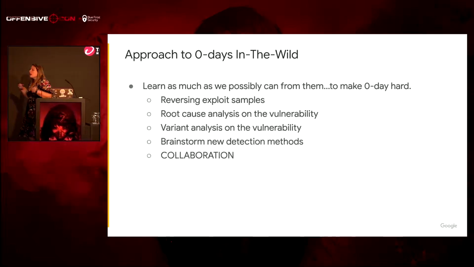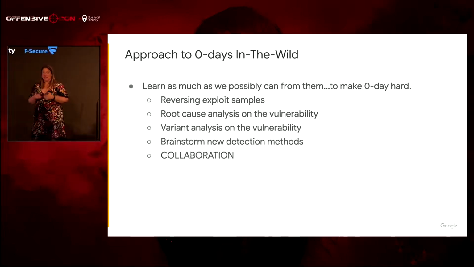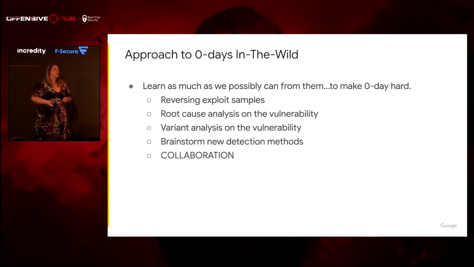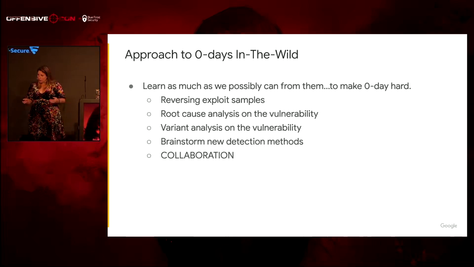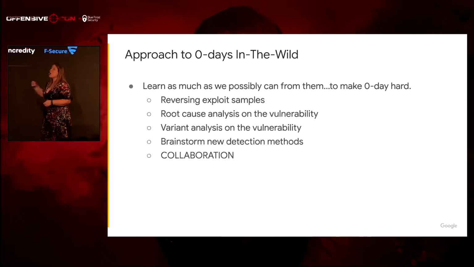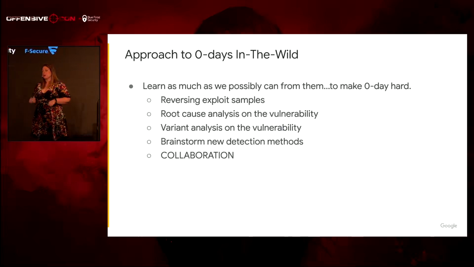So if there has been this failure case where a 0-day in the wild has been detected, how can we make sure that we use every piece of information that is leaked from that detection and that failure to make it that much harder and raise the investment for anyone who wants to use them in the wild? We've also been taking this information to brainstorm new detection methods and work with people in that way.